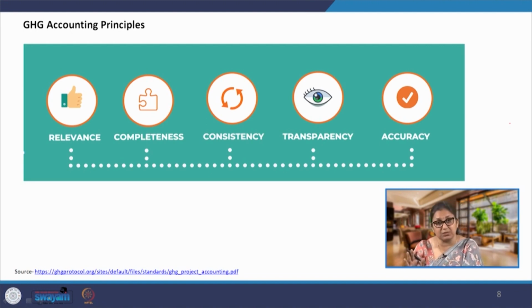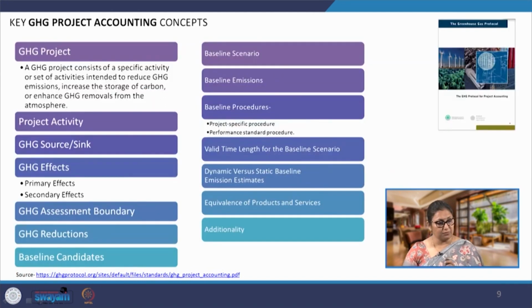It is a prerequisite, we cannot compromise on these. We cannot compromise on relevance, completeness, consistency, transparency and accuracy. For GHG accounting and reporting to be successful, these 5 underlying principles have to be mandatorily followed.